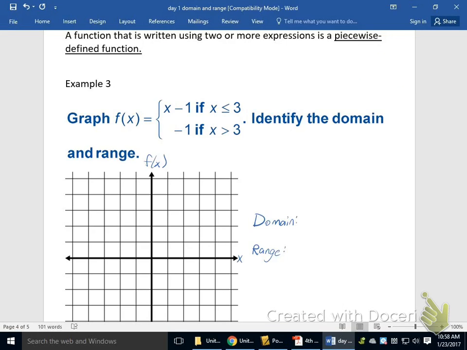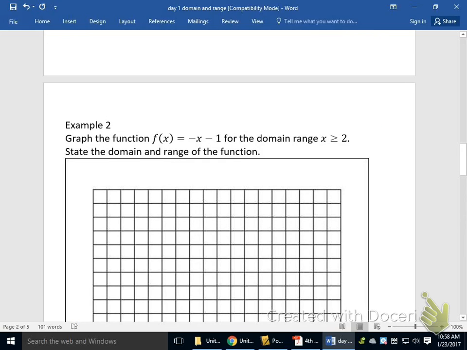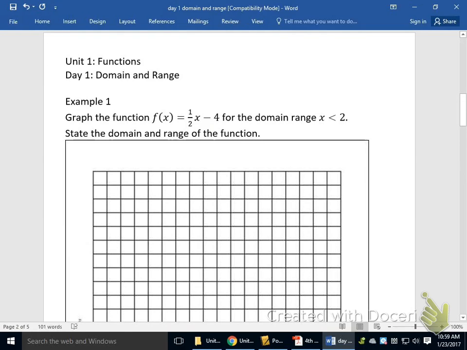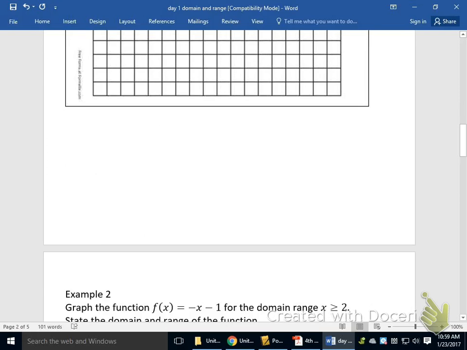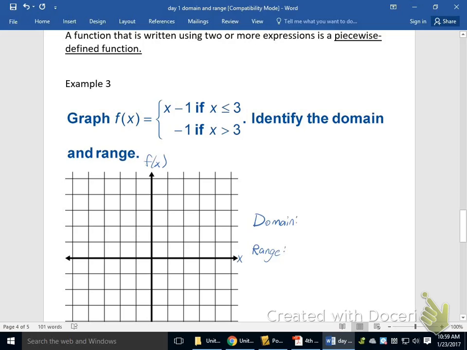Now you can see a note that you need to include here. A function that is written using two or more expressions is a piecewise defined function. If you look back with me really quick, this only had one expression, negative x minus 1, for graphing it. So did the previous one. But now when I scroll back down here, I'm going to have two or more expressions. I'm going to have to graph x minus 1. I'm also going to have to graph negative 1 in order to get this one completed.